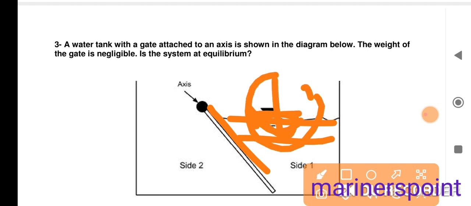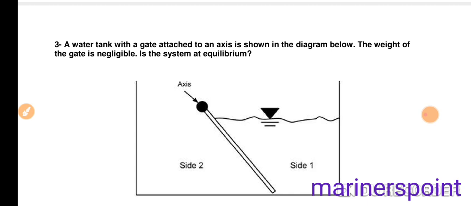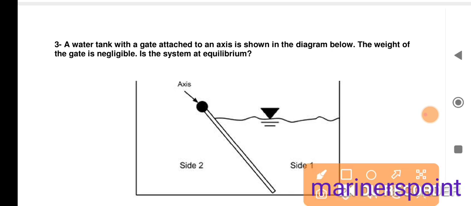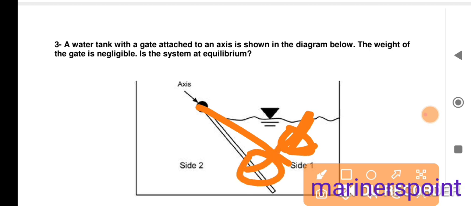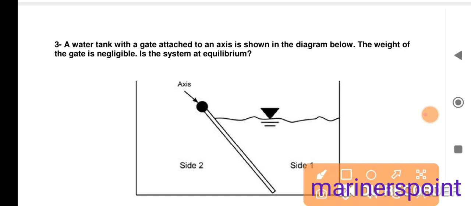Here we can see the system is in equilibrium condition. Why? Because if it is not in equilibrium condition, then the gate will move because it is in hinge condition. You can see like this, the action force will act and it will move. Then in that condition, it is not in equilibrium. But in this figure, you can easily see that the gate is not moving. It is fixed. So it is in equilibrium condition.